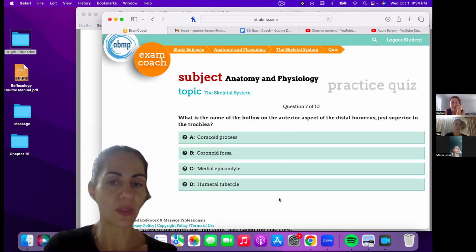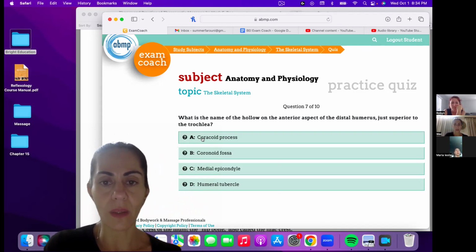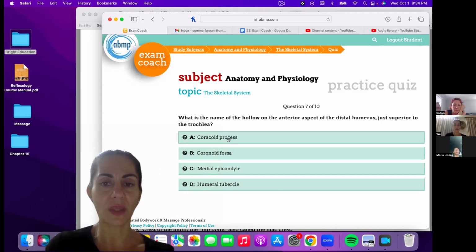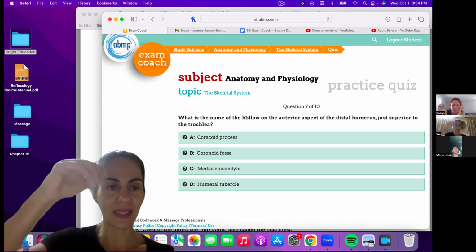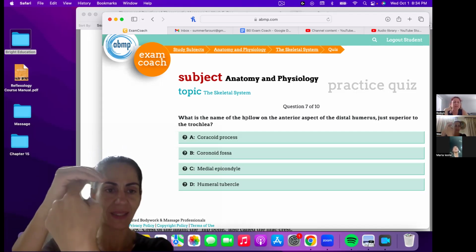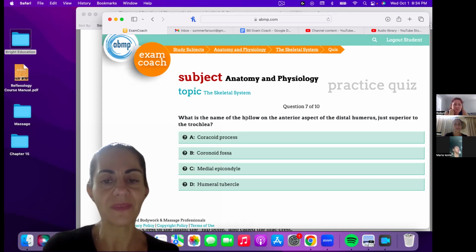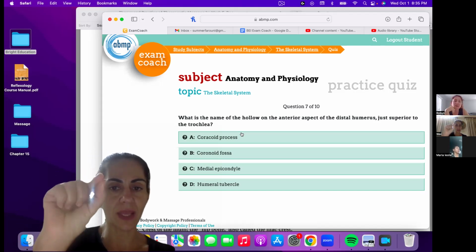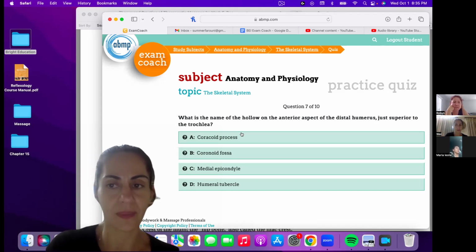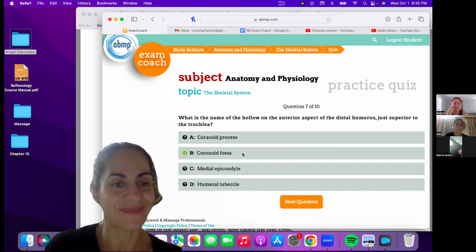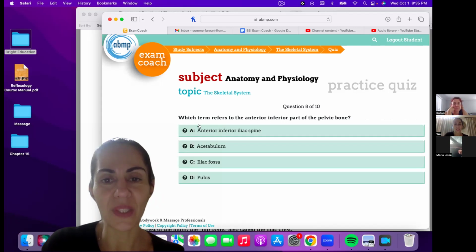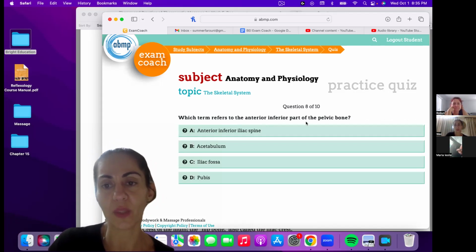Okay, let's see if we can eliminate one or two. A coracoid process, where can we find the coracoid process? A hollow is like a dip, right? Yeah. It wouldn't be a tubercle. A process is something sticking out, epicondyle sticking out, and tubercle sticking out. So the coronoid fossa. Correct. Good job.